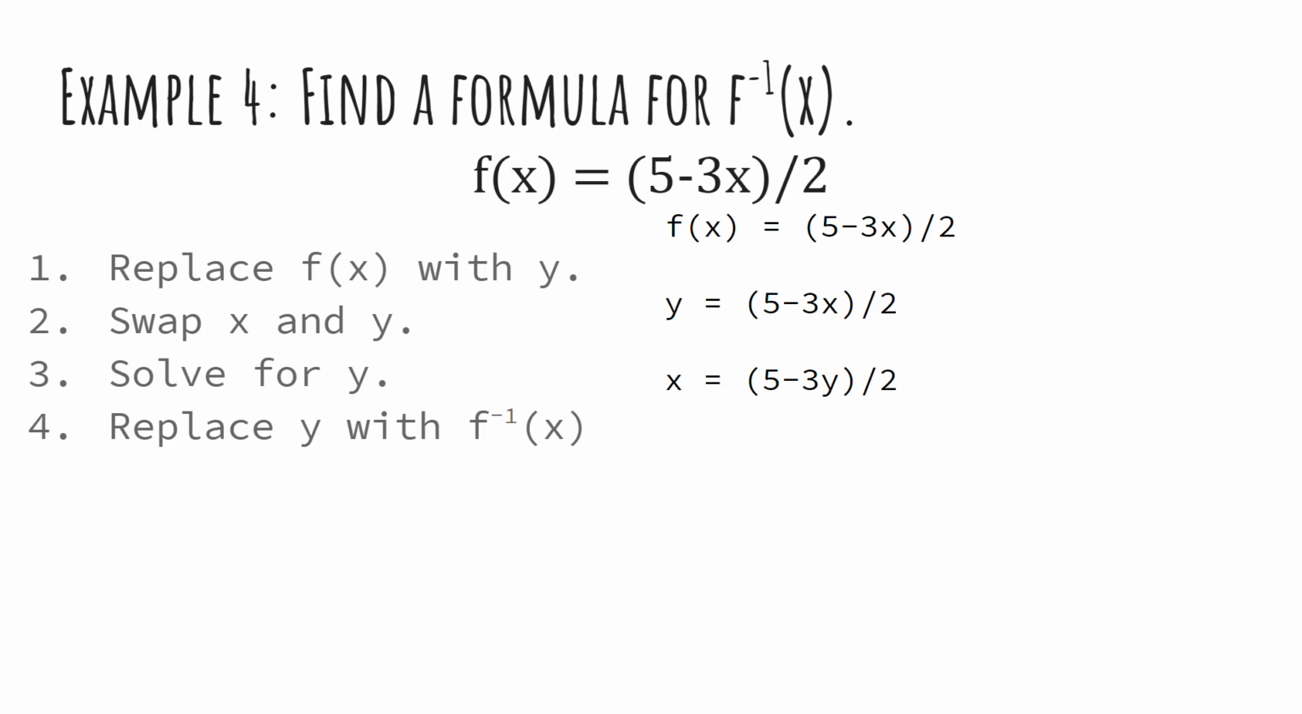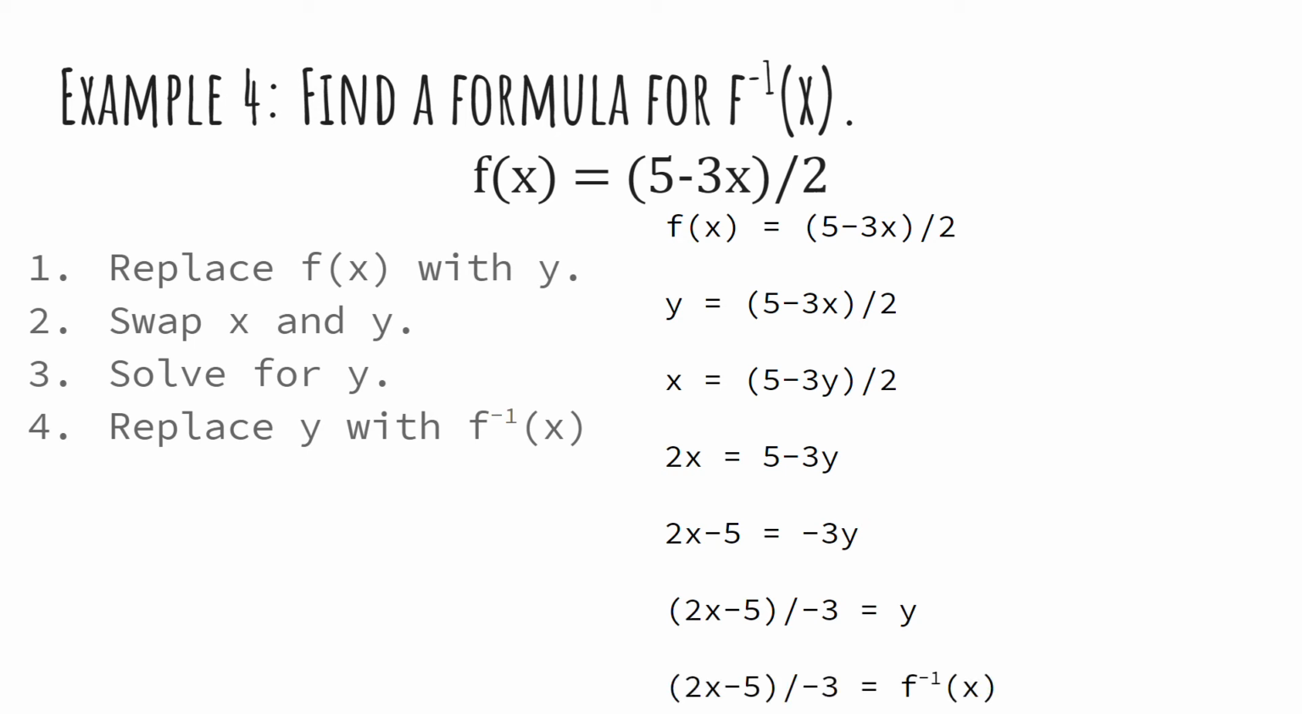To get rid of that division, we'll multiply both sides by 2. Then we'll subtract 5 from both sides. And then we'll divide both sides by negative 3. So there's a couple different ways you can write that. I just left the negative 3 on the bottom, and then I renamed the function.